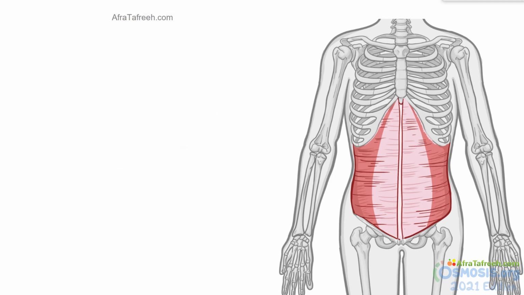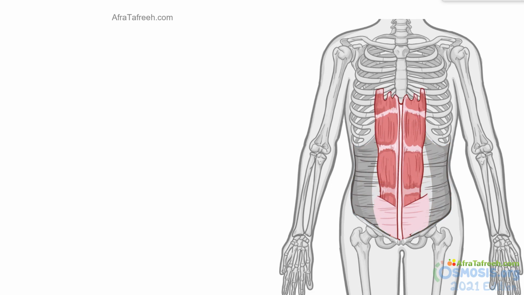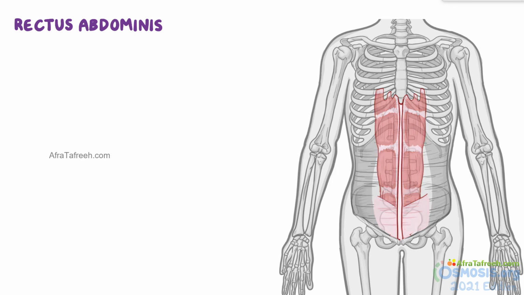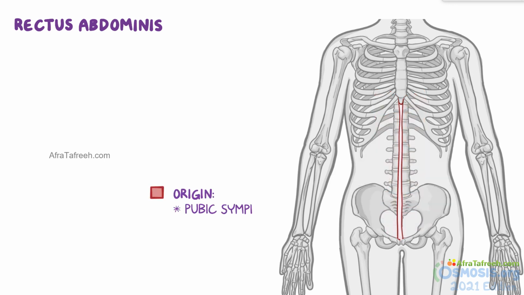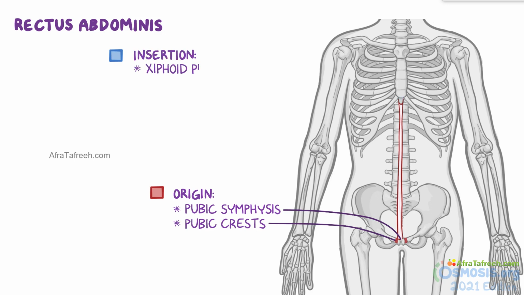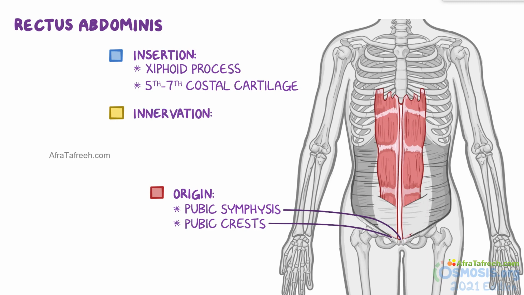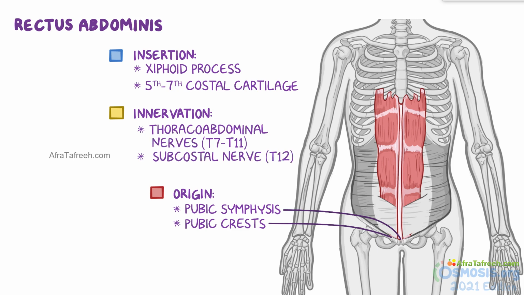Besides the flat abdominal muscles, there are also vertical abdominal muscles, namely the rectus abdominis and pyramidalis muscle. The rectus abdominis is a set of vertically oriented paired muscles that lies right at the midline of the anterior abdominal wall and originates at the pubic symphysis and pubic crests and inserts at the xiphoid process and 5th through 7th costal cartilages. It is innervated by the anterior rami of T7 to T12 via the thoracoabdominal and subcostal nerves.